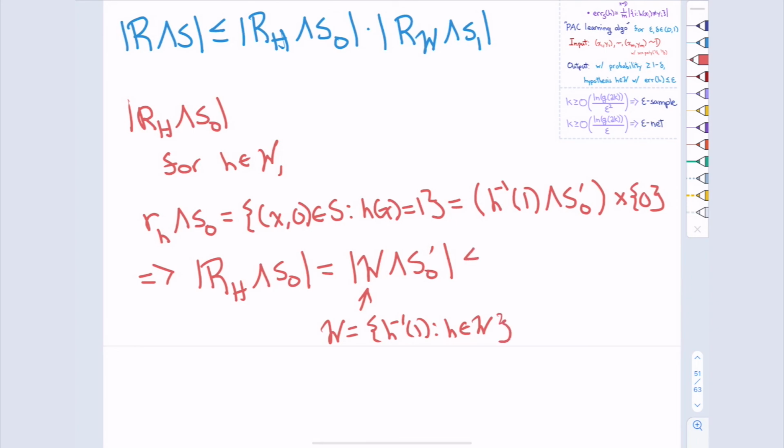And this, by assumption, had some growth rate g of m. So all we've really done is look at the 0 layer by itself, and then I can apply the growth rate I had for the hypothesis class originally. That's basically the proof. We want to know the number of intersections with these points times labels, and we've broken it down into a product of intersections with 0 labels times intersections with 1 labels. Then one layer at a time just follows from the original growth of the hypothesis class. So that's the high level idea.